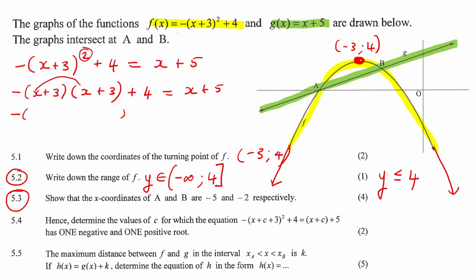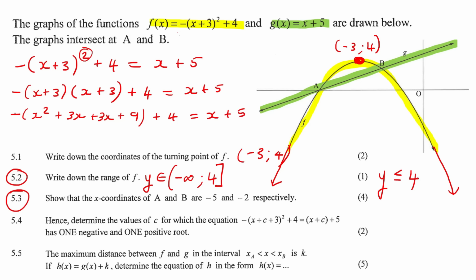Okay, so x multiplied by x is x squared. X multiplied by 3 is 3x. This is also going to be 3x. And then 3 times 3 is not 6, it's 9. I know in a test sometimes learners are like 6. Probably because I did that once or twice. Equals x plus 5.